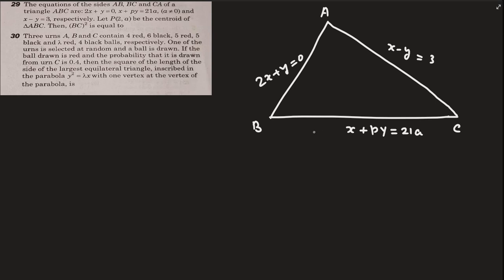Let P(2, a) be the centroid. So P(2, a) is the centroid of this triangle. Then find the length of BC. So if you want to calculate this length BC, the length you want to calculate.